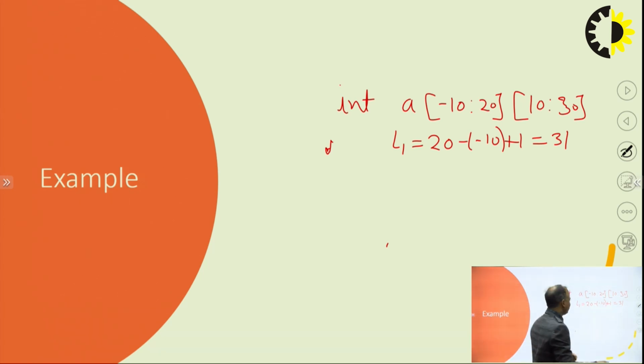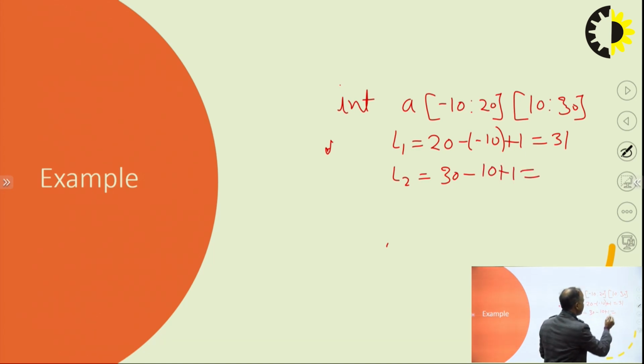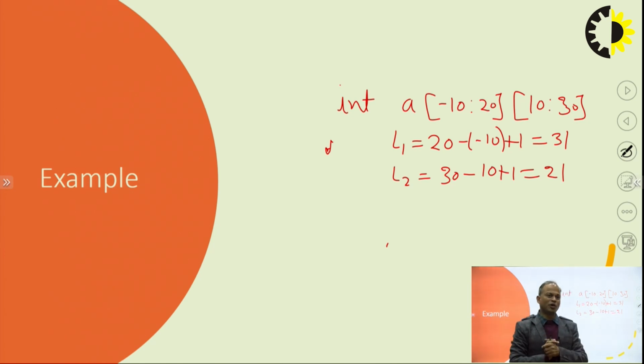And what is the L2 now? L2 will be for the second dimension. The starting point is 10 and the last point is 30. Therefore, upper point 30 minus lower point 10 plus 1. So 30 minus 10 plus 1 should be 21. So we are able to easily find out the values of L1 and L2, and these L1 and L2 we have mentioned in the previous formula. Now we need to get the E1 and E2.